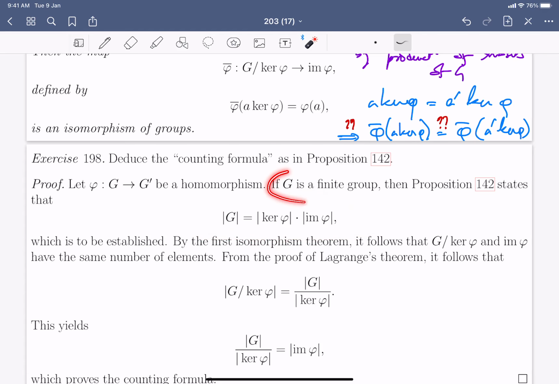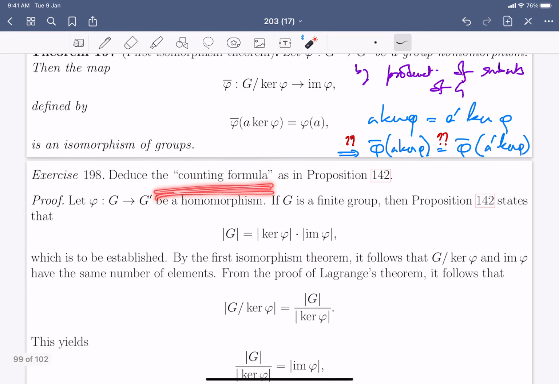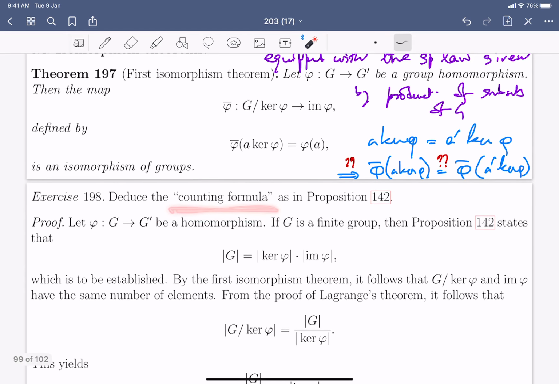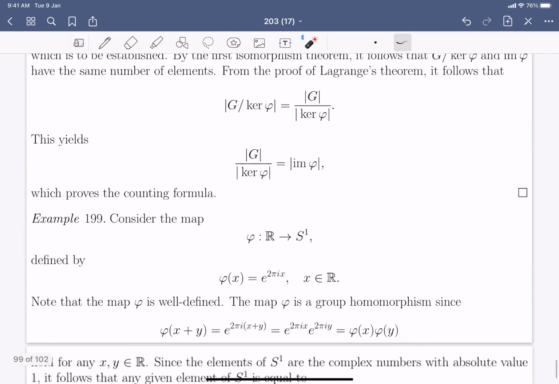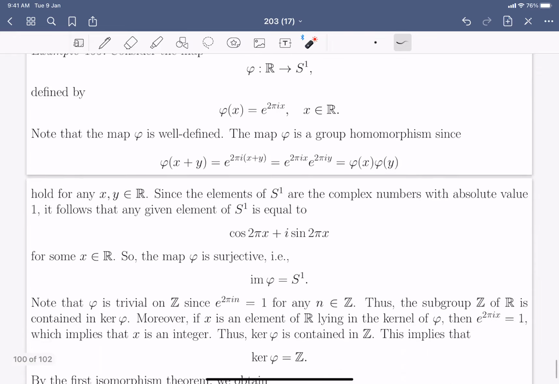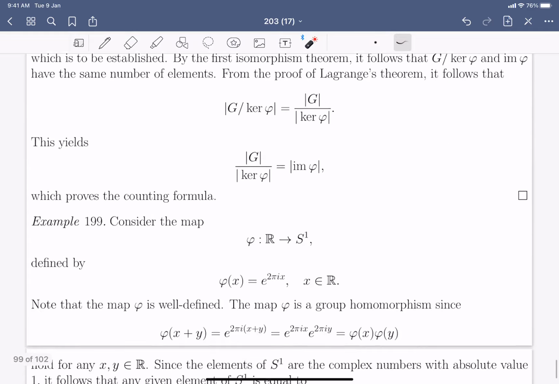Thus, in the context of finite groups, this counting formula can be thought of as a reflection or a shadow of this result, the first isomorphism theorem. Great. So now let's deal with certain specific homomorphisms, and let's try to apply the first isomorphism theorem in those contexts in order to have a better understanding of this theorem.